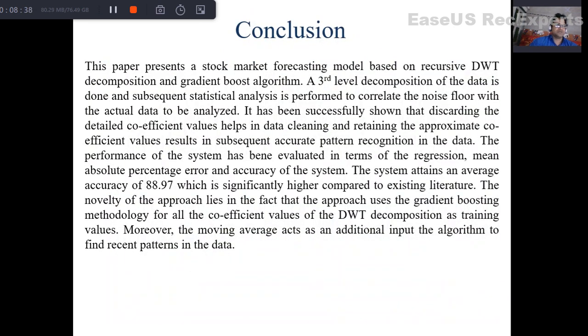So, conclusion: if we compare our approach with the previous approaches, we can see our approach is much higher. The system attains an average accuracy of 88.97, which is significantly higher compared to the existing ones.